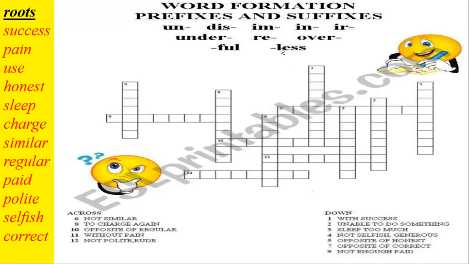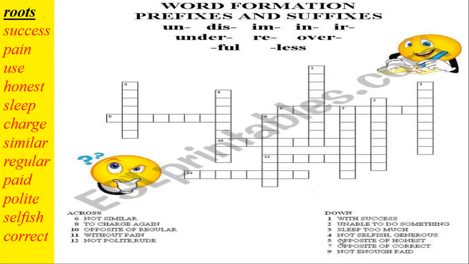Then number 3 downwards, the third one here. Sleep too much. Now we say oversleep. Yes, very good, fantastic. Oversleep. Over means excessively. Now let's say feed, to give food. Overfeed means to give more food than needed. Overweight means heavier than is right. So when we sleep too much, we say oversleep.